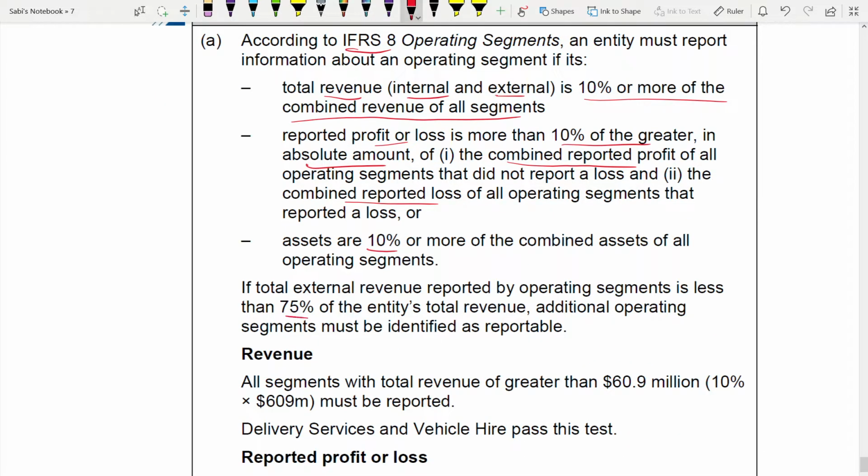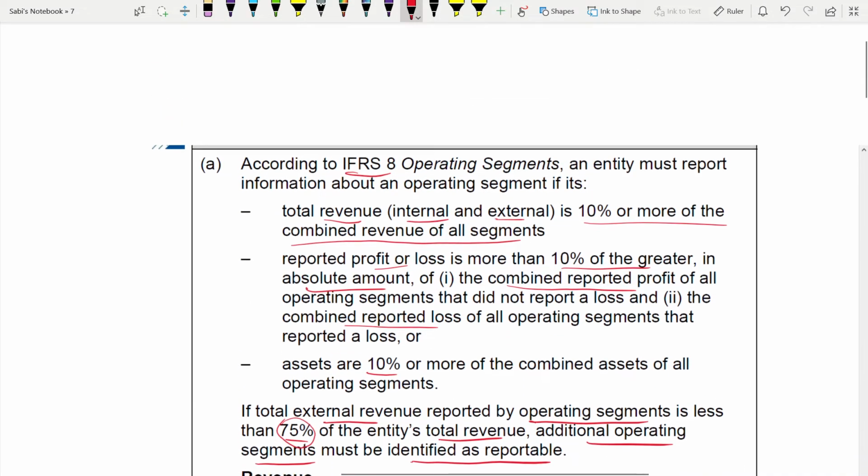What is the 75% threshold? If the total revenue reported by the operating segments is less than 75% of the entity's total revenue, IFRS 8 says additional operating segments have to be identified as reportable, even though they were not reportable before because they didn't meet the 10% threshold. Now you have to include them as operating segments to meet the 75% threshold. It's a must. This is pure knowledge, nothing you are relating to the case.